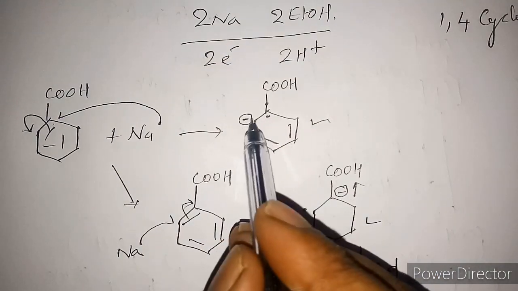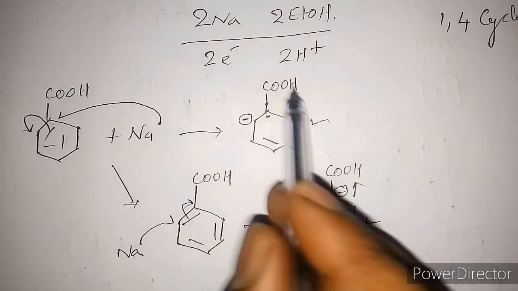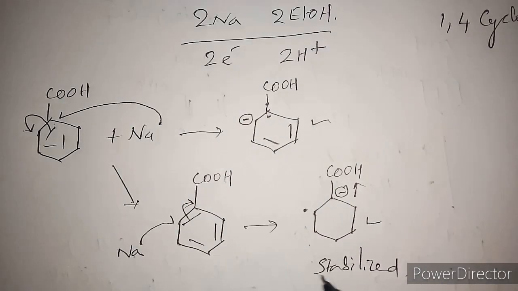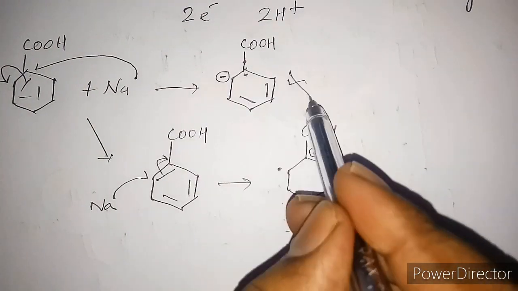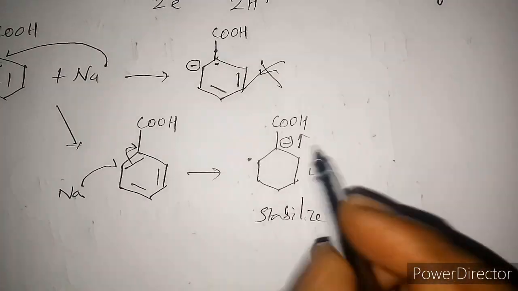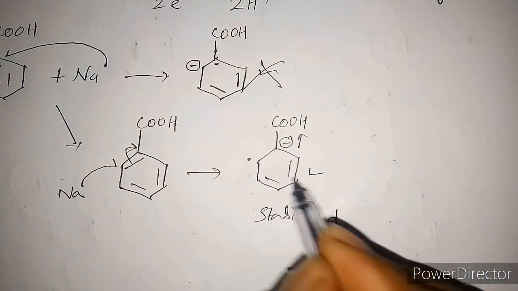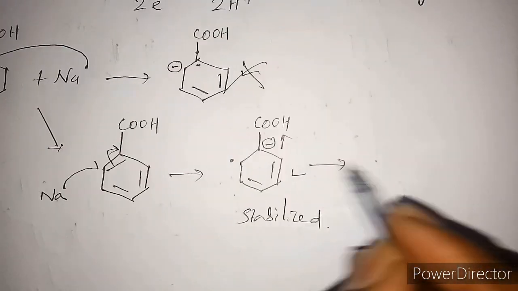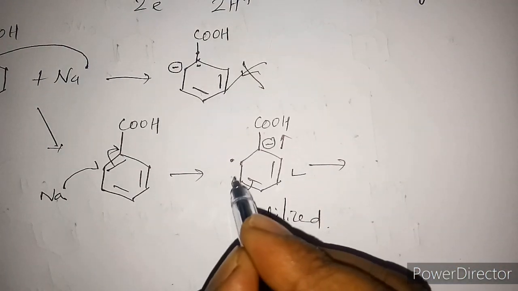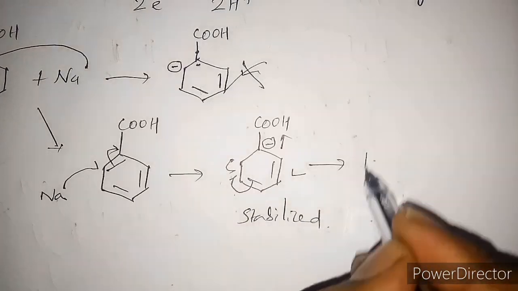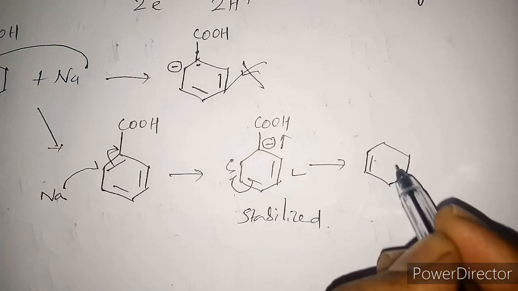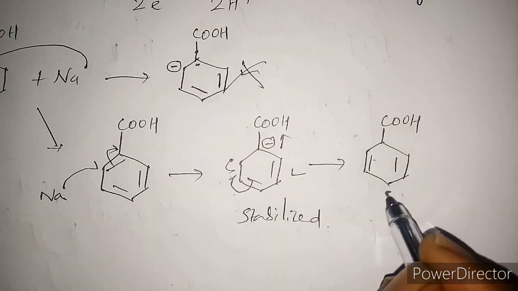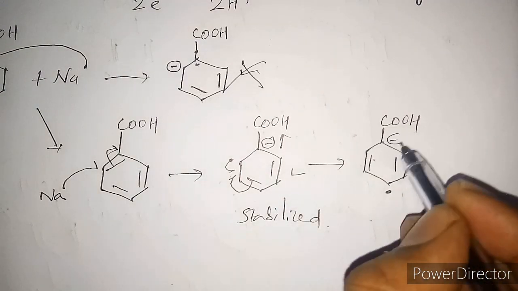But here it doesn't attach to the COOH group directly, so therefore the withdrawing power on the negative charge is very less. This one is more stable, and this one doesn't form. Only this is formed. Now what will happen? So we have this bond. Now in order to overcome the electronic repulsions, this bond breaks down and forms a pi bond. So we will get COOH. Now we have a radical and a negative charge.